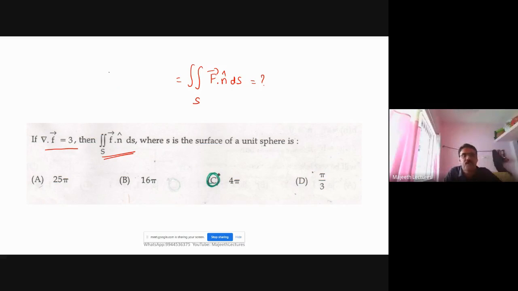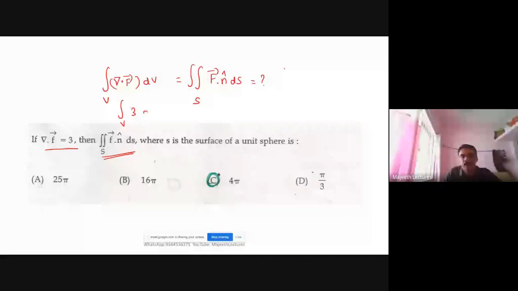But we know, as per the divergence theorem, the surface integral of f dot n ds is equal to the volume integral of del dot f dv. Right? So this is what I have to find. Instead of finding this, I have del dot f. So it is nothing but the divergence theorem. So del dot f, we know, is the volume integral of 3 dv. So 3 is a constant. Take it outside, 3 dv.